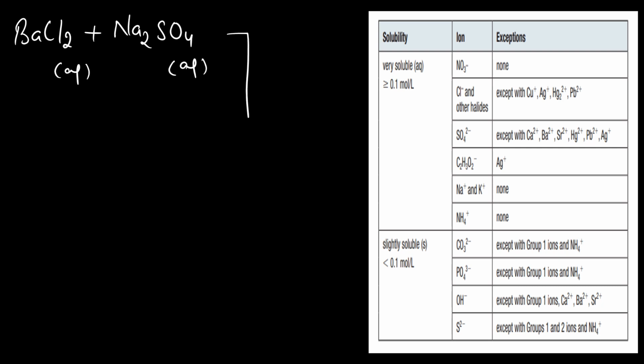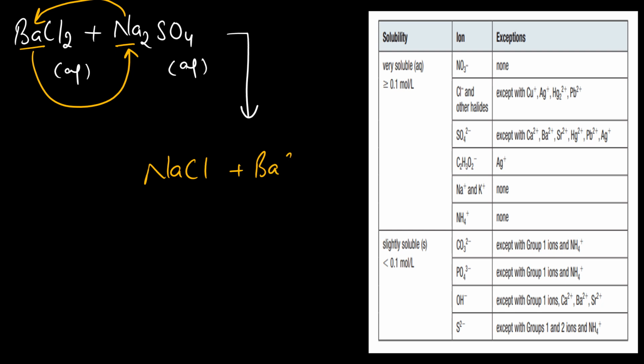Now let's see another example. For example, I have barium chloride and I am reacting it with sodium sulfate. When I exchange their cations, barium and sodium, what am I going to get? I will get sodium chloride and barium sulfate. Now let's check their physical state.